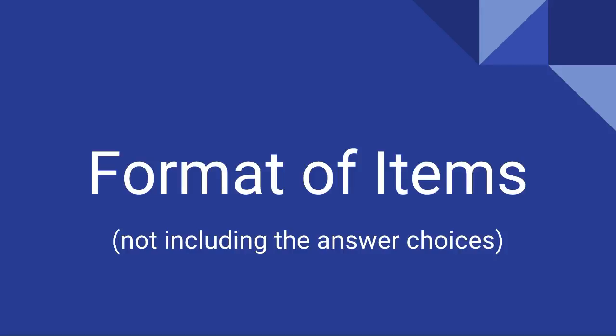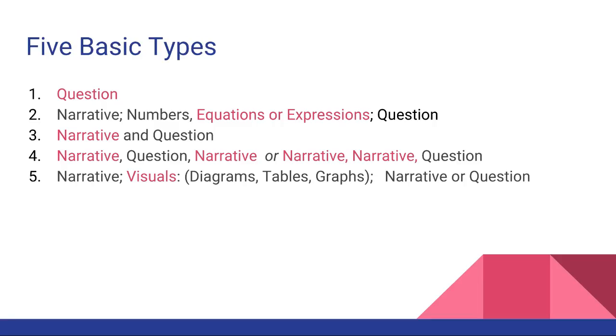So we're going to begin by looking at the format of items. There's 5 different formats. We're not looking at the answer choices. We're just looking at the question portion of these items. So there's 5 types. One is just a question. The second one would have equations or expressions in it. So it would have a narrative, then a break, then a list of numbers or an equation or expressions, and then a break, and then a question.